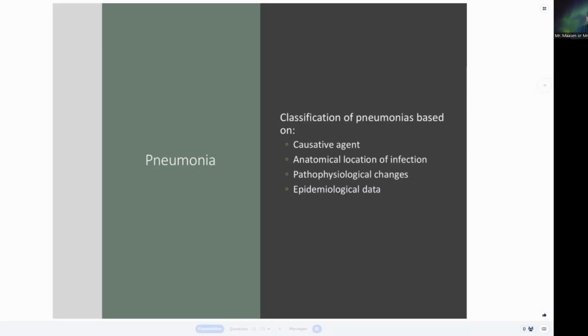So we classify the pneumonia based on what it causes. Again, commonly, this pneumonia is more commonly bacterial, but it definitely can be viral. And it just depends on the certain patient, that sort of stuff. One thing to note here is something called aspiration pneumonia.